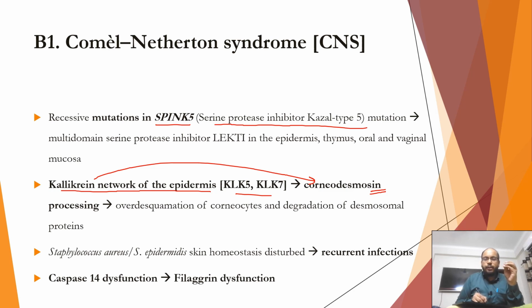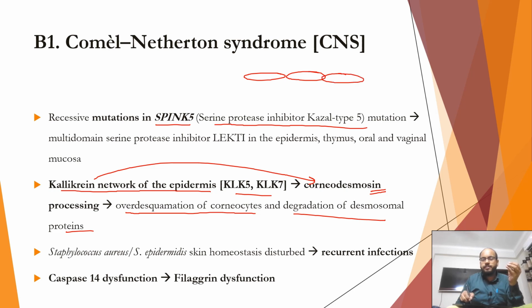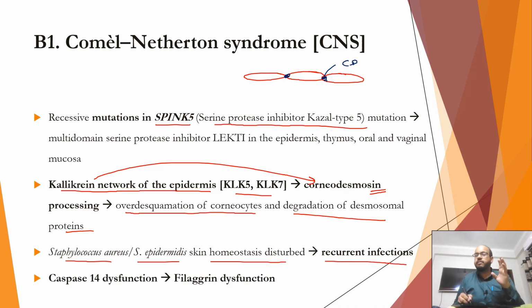Because of that, the corneodesmosin is not properly formed, then the corneodesmosomes are not properly formed, and the cells are not attached to each other. This leads to over desquamation of corneocytes and degradation of desmosomal proteins. So the corneocytes, which are normally attached to each other by corneodesmosomes, the corneodesmosome is not there, and because of that, the cells shed off. The skin flora consisting of Staph aureus, Staph epidermidis, the skin homeostasis is also disturbed. And because of this disturbed homeostasis, there are recurrent infections.